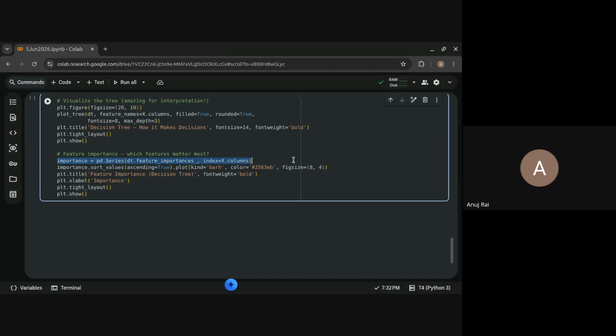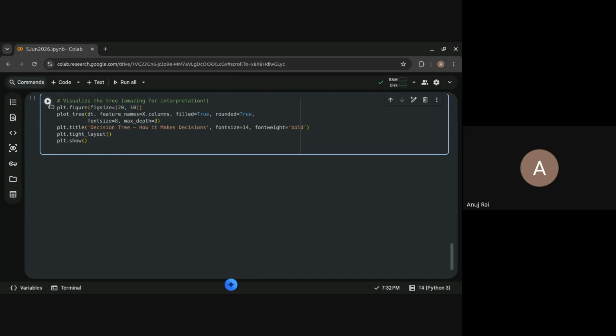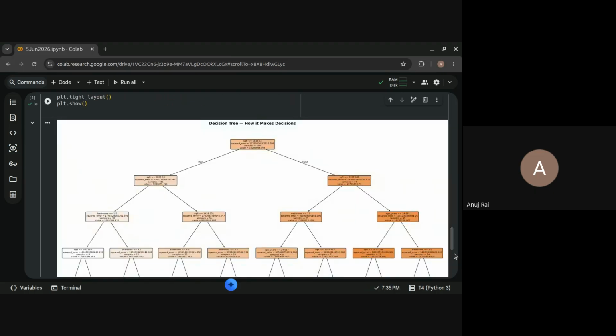So here, when we train the decision tree, it creates a variable inside that, feature importance. What feature importance it found to be important, we are extracting those values, then we are sorting its values, and then we are plotting it as a horizontal bar graph. So we are going to see two graphs over here. One is the decision tree plot itself, how the decision tree looks.